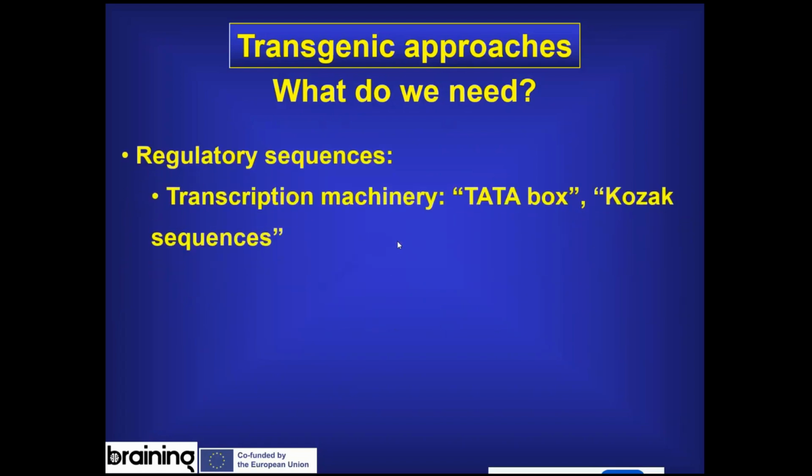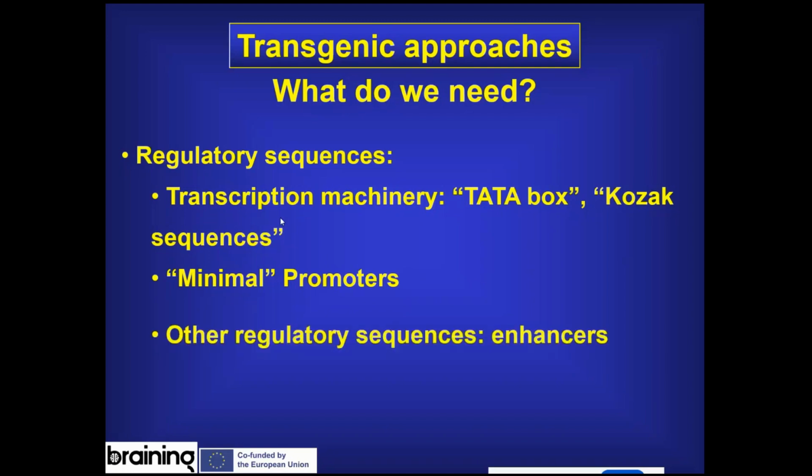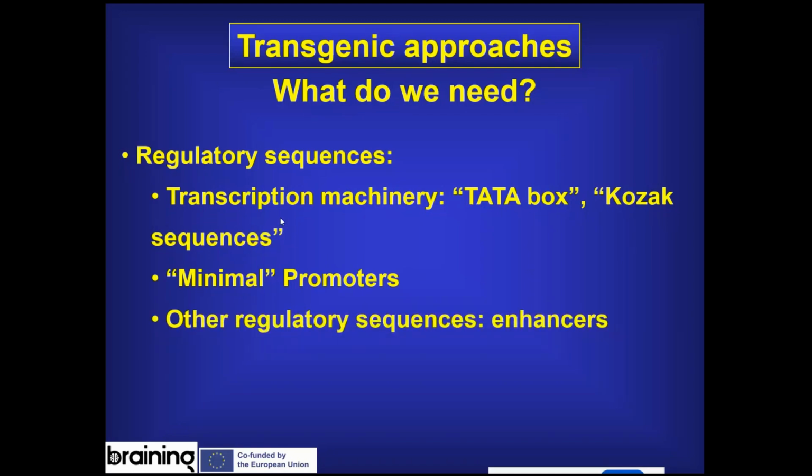So what are regulatory sequences? They are sequences of DNA of the transcription machinery. It's the sequence of DNA where transcription factors bind to transcribe some genes. They are mostly constituted by the TATA box and the famous Kozak sequences. This constitutes the minimal promoter that each gene has to have to be transcribed. But we have other regulatory sequences which can boost the transcription, for example in different tissues, or block it in another tissue, which are called enhancers and repressors.